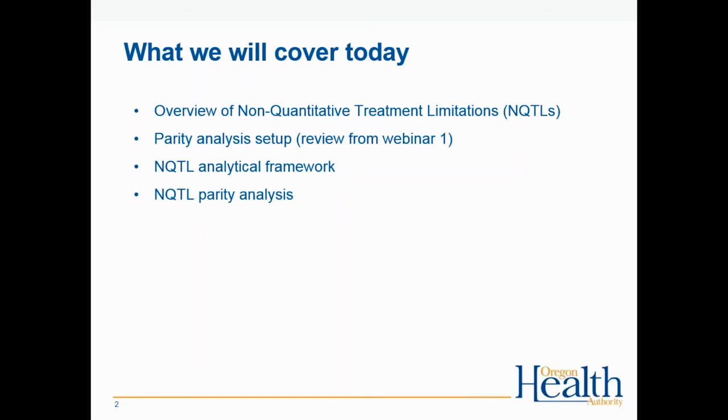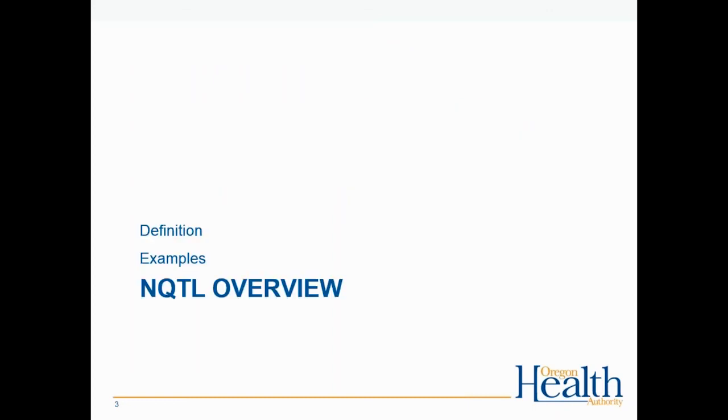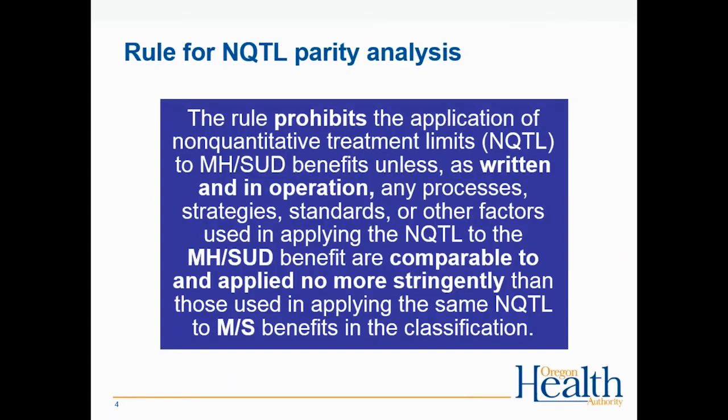So looking at the overview, there are some definition examples that I think will be helpful, and starting first with the NQTL definition. NQTLs, or non-quantitative treatment limits, are limits on the scope or the duration of benefits, such as prior authorization or network admission standards. NQTLs can also be soft limits on what might otherwise be a quantitative treatment limitation, and these allow some flexibility in the application of numerical limits.